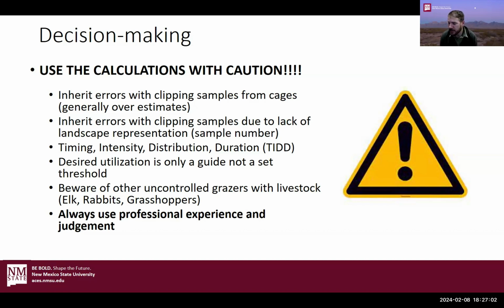Also, I emphasize this to the ranchers and producers. You are the professional. You know if you can run 4,800 head for a month in that pasture. If that seems outrageous, it likely is. If you've never been able to do that before, it's likely not an accurate number. And so we've got to come back to these inherent errors and figure out, okay, was it our measurements? What was it that caused us to have that high a number? So be cautious when you're using this. Use professional experience and judgment when it comes to setting these stocking rates.